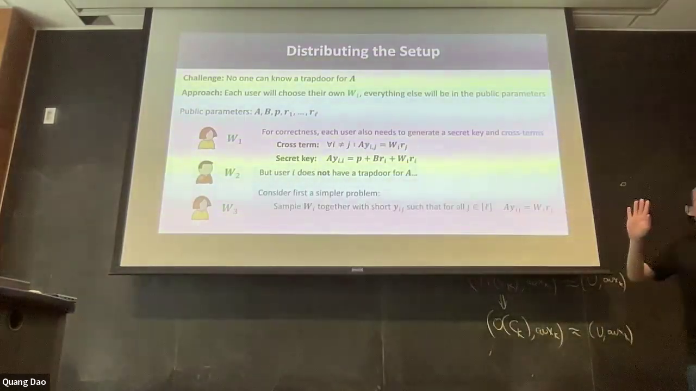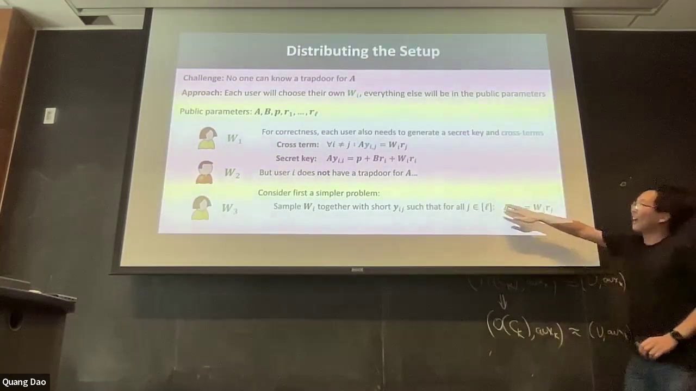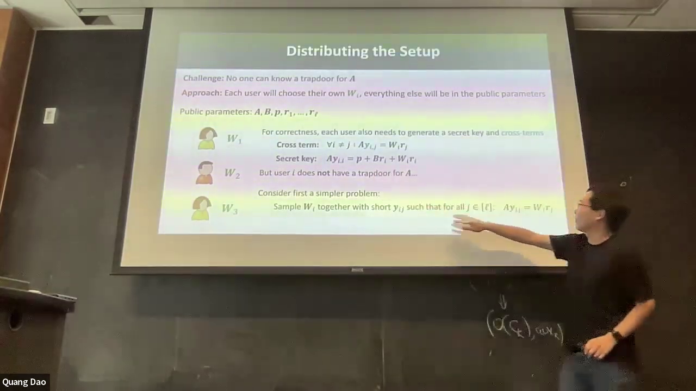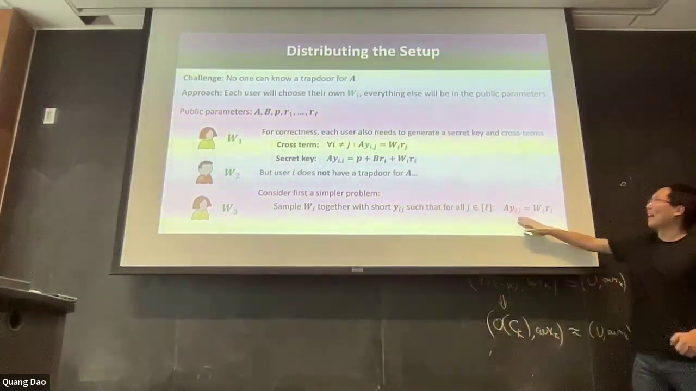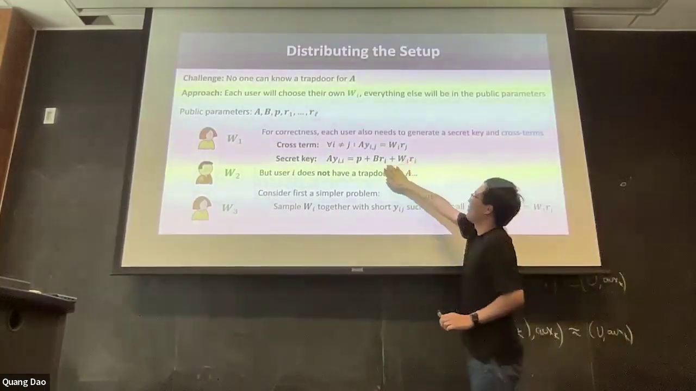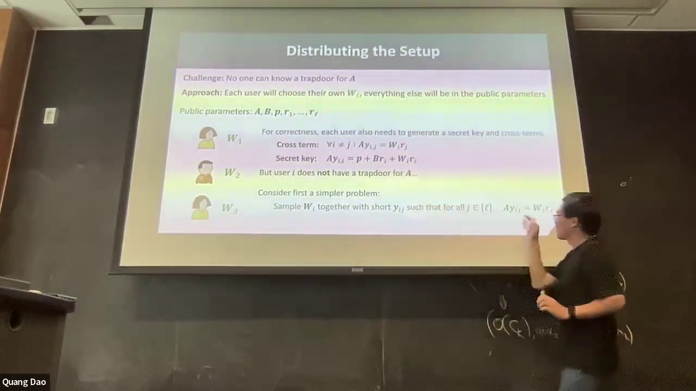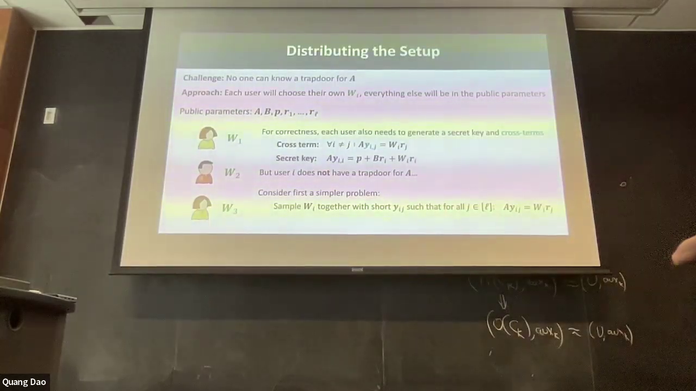Okay, so let me consider a simpler problem. I'm going to simplify things slightly. Suppose I don't care about these extra things. I just want to solve the problem of sampling W_i together with short Y_ij, such that A Y_ij equals W_i. So ignore the fact that for the secret key, I technically need something more. Let's just try to solve this simpler problem. This really captures the essence of the problem. I want a bunch of these correlated pre-images that are consistent with a single W_i.